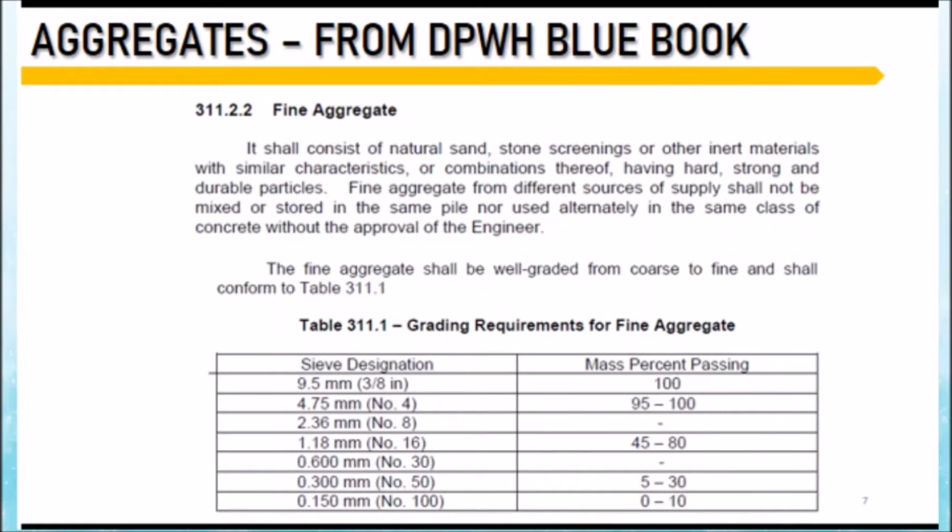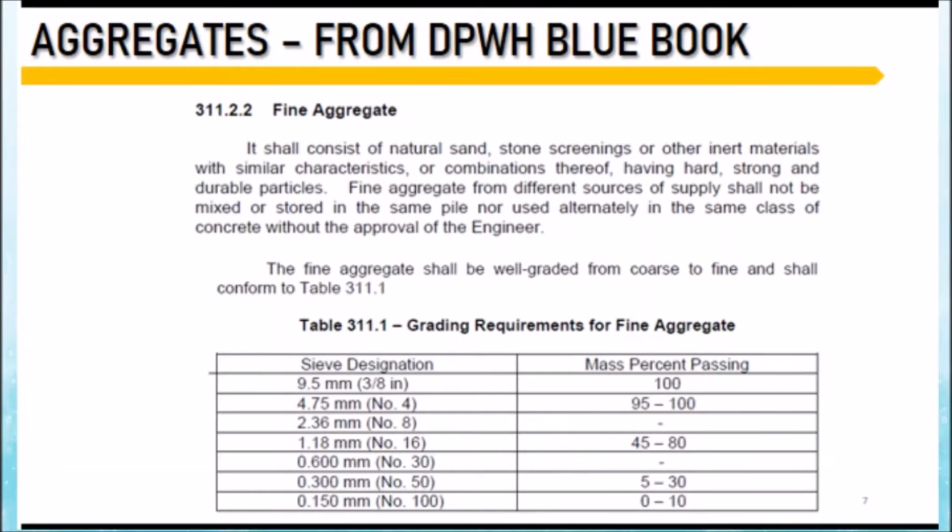Kanina, nabanggit natin yung particle size distribution. So, saan ba natin makikita o malalaman yung tamang particle size distribution? So, here in the Philippines, we have the DPWH Blue Book. When we use aggregates as part of concrete, for example, in PCCP, so yung PCCP, ibig sabihin nun ay Portland Cement Concrete Pavement, which is the roads. This is also known as item 311. So these are the specifications.